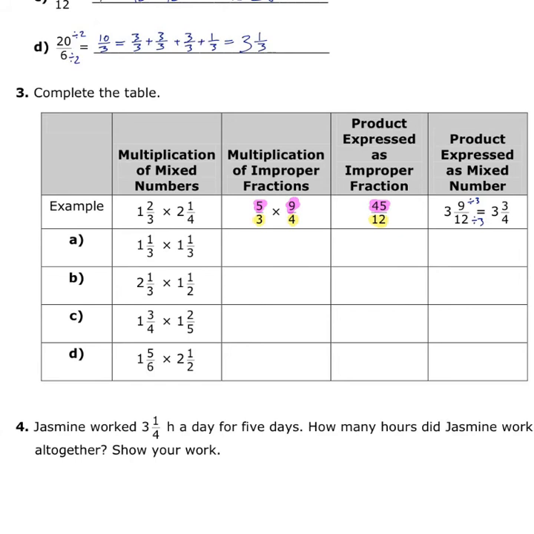So now we are going to do part A on our own. 1 1/3 is 4/3, and we have it twice. So we're doing 4/3 times 4/3, that would be 16/9. 4 times 4 is 16, 3 times 3 is 9. Now 9 will go into 16 once with 7 left over. So there it is as a mixed number again.